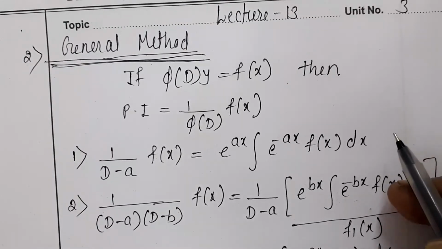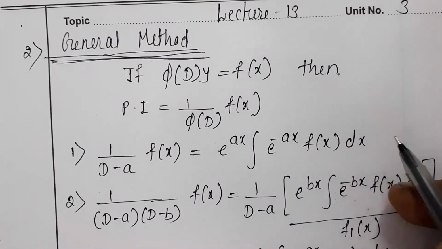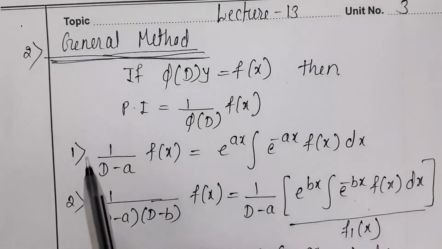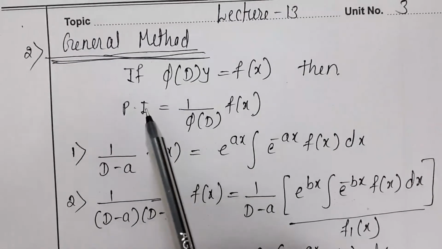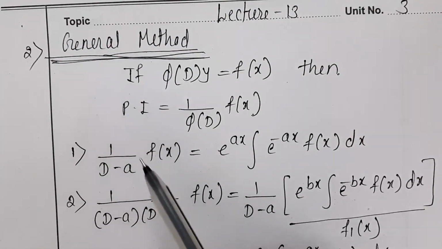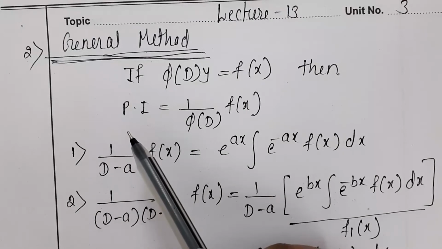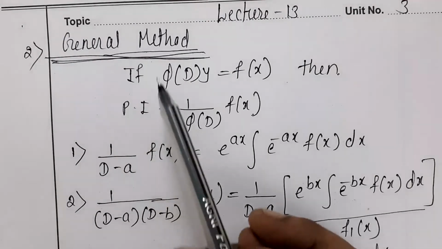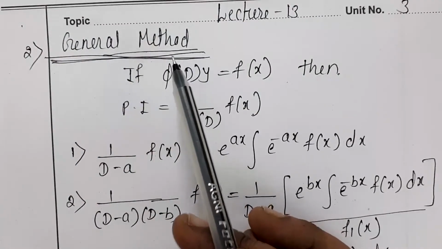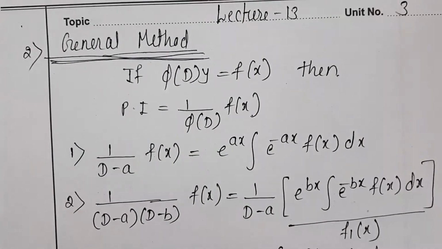In previous lectures we have seen methods to find linear differential equation and methods to find CF as well as PI. But for the solution of linear differential equation, first we have seen the shortcut method. Now the second thing is the general method. If the problem is not in any case, then at that time we can use the general method.